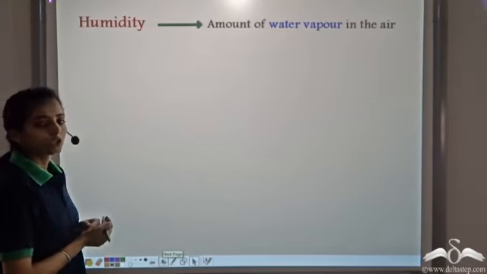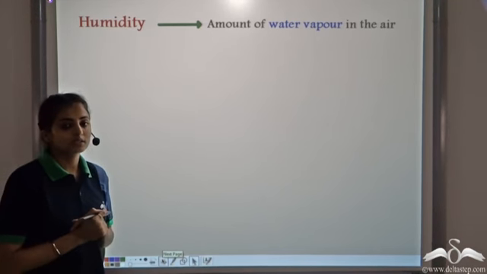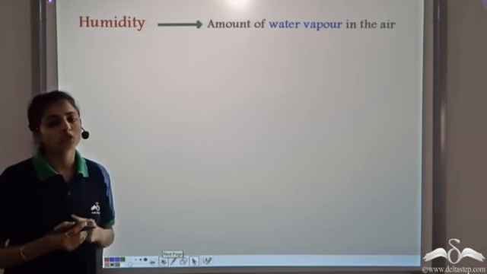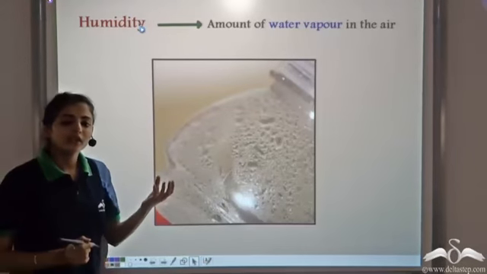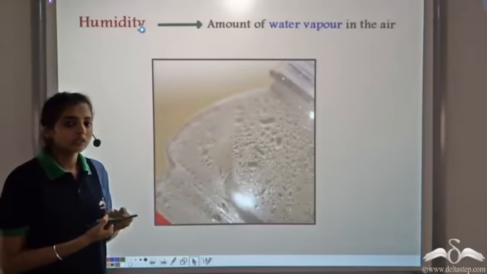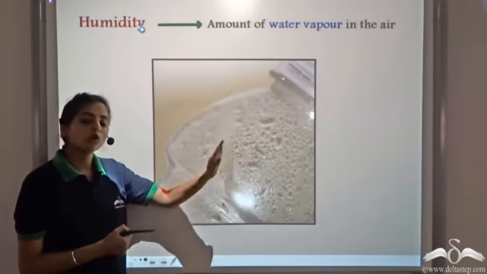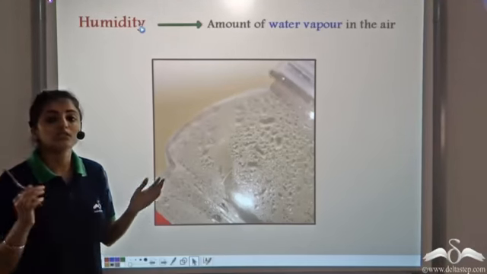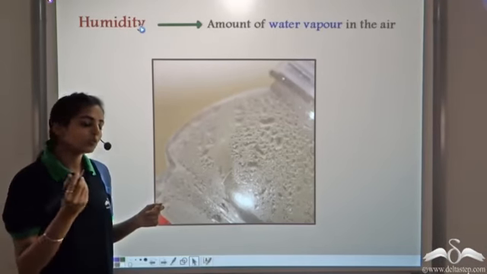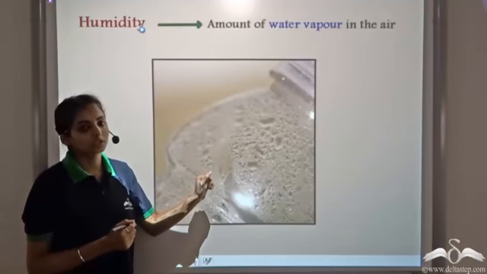Humidity. Humidity is defined as the amount of water vapor that is present in air. How do you know that there is water vapor in the air? If you take a very cold bottle, take it out from a freezer and you keep it outside, you see that small liquid droplets are formed on the surface of the bottle. Why does that happen? This is because there is water vapor in the air. When that water vapor comes and strikes this colder surface, condensation takes place.